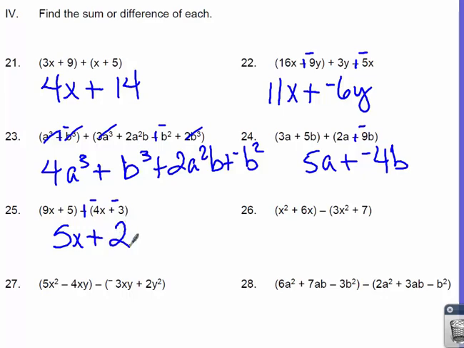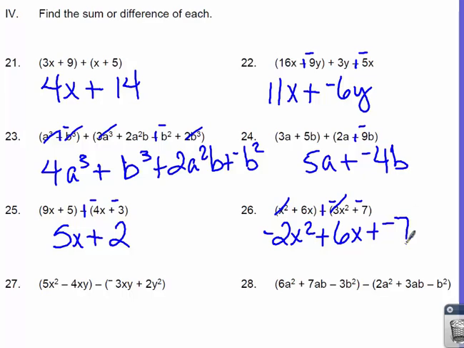Same thing on number 26. So we're good here, we're good here, so not good here. So I change minus to plus. The 3 turns negative, the 7 turns negative. Now I look for my x squareds. So I've got 1x squared here, I've got negative 3x squared here, so that gives me a negative 2x squared, plus, so my x squareds are gone. I've got a 6x, do I have any other x's? No, so I just write my 6x down, and then I write the negative 7 down.